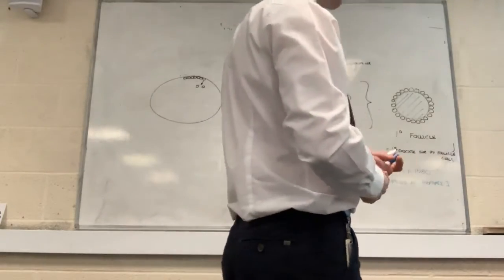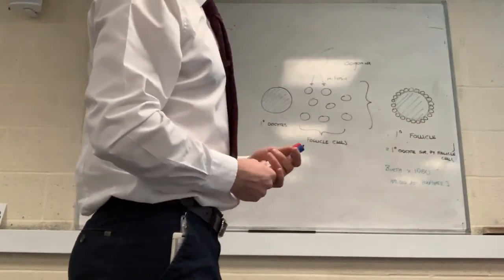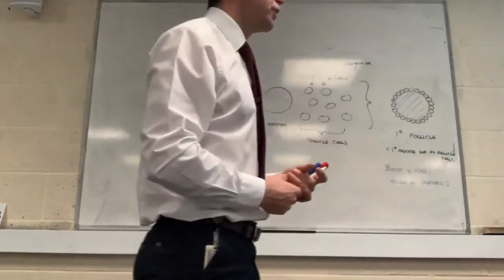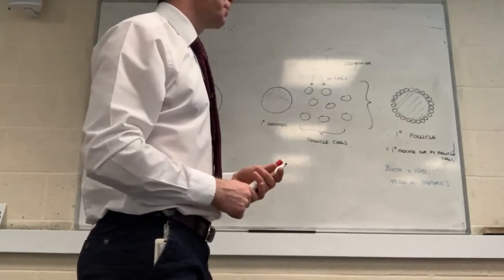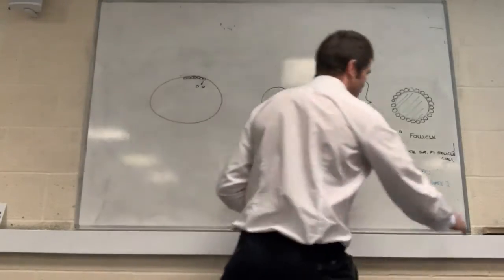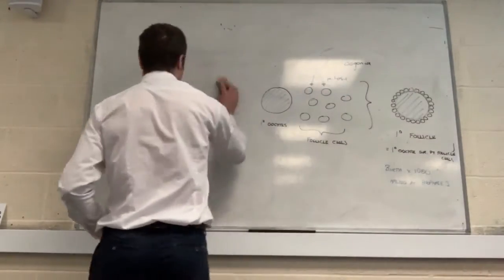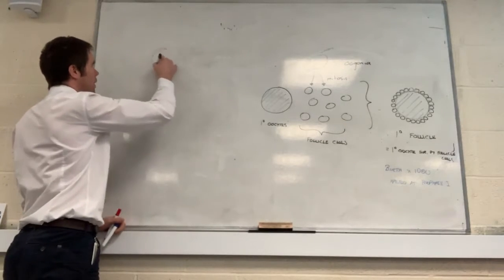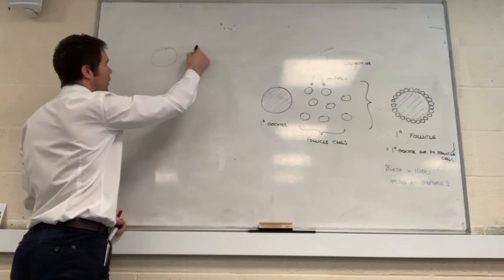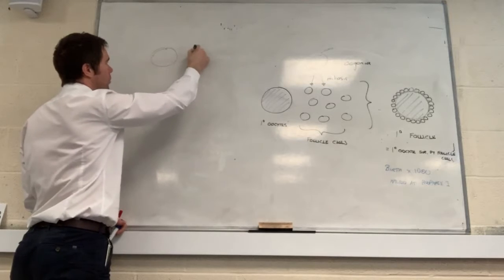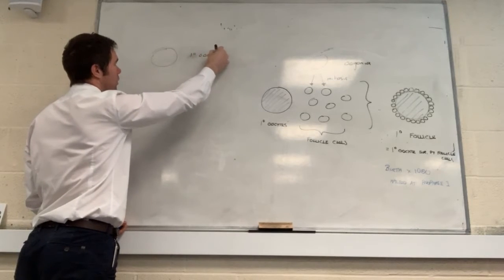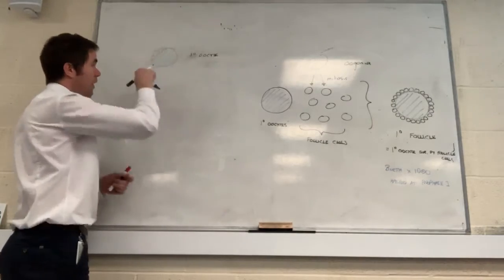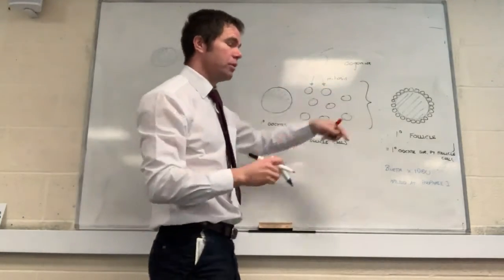So each month, one primary oocyte completes the first meiotic division to form a secondary oocyte. So what do we mean by that? Let's now just show what we're expecting to see here. So we start with the primary oocyte, which is that. Okay, and now that is inside the primary follicle.